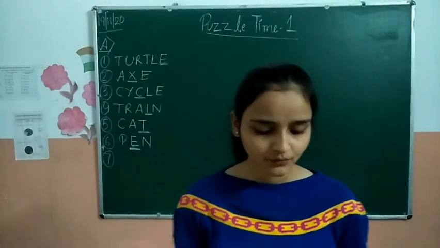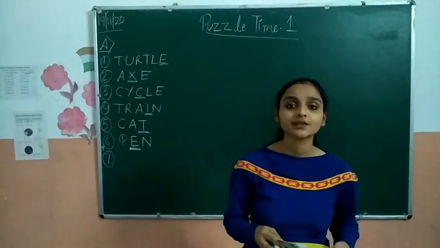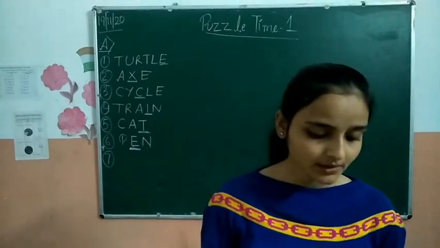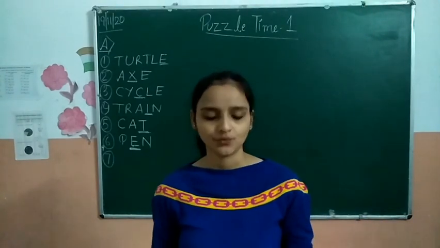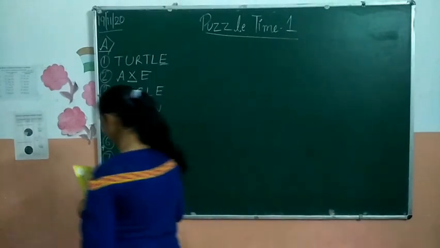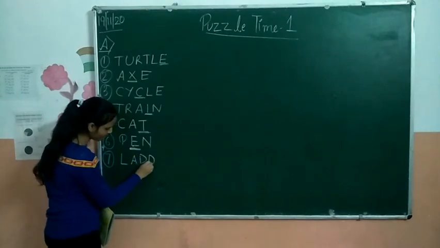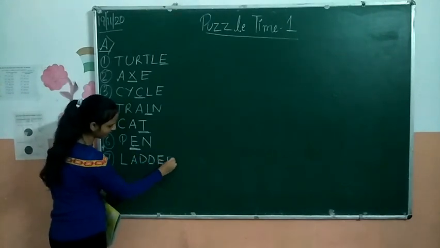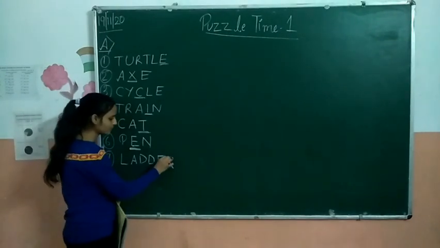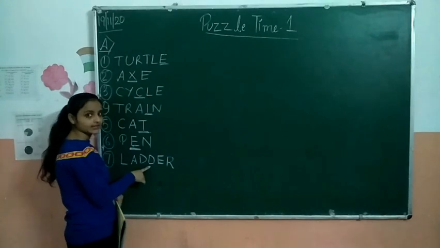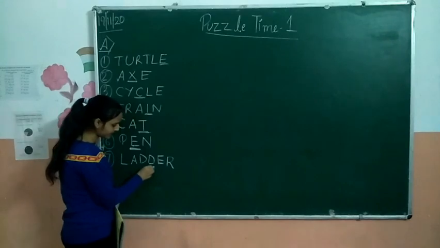Now look at the seventh one. What is this? This is called ladder. Ladder means seedhi. Yes or no? So write down ladder. Okay. So this D is at the purple box. So I'm going to underline this D.